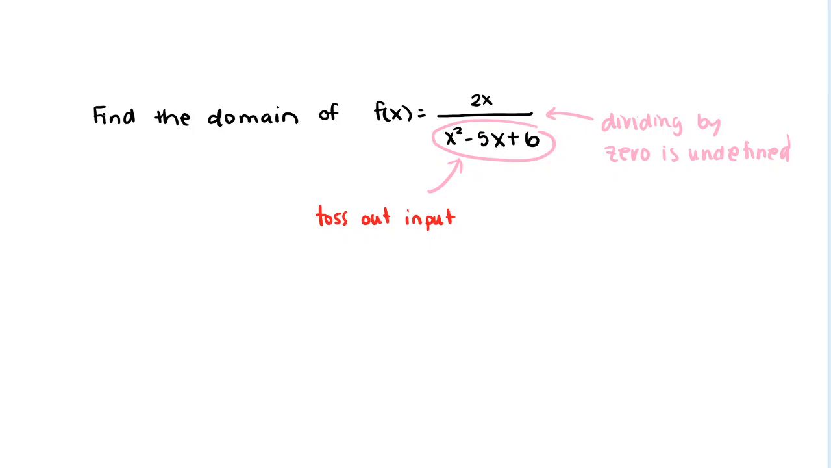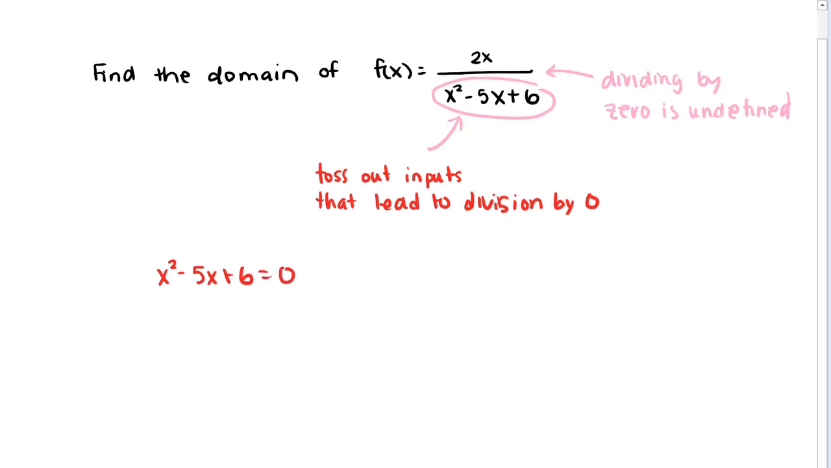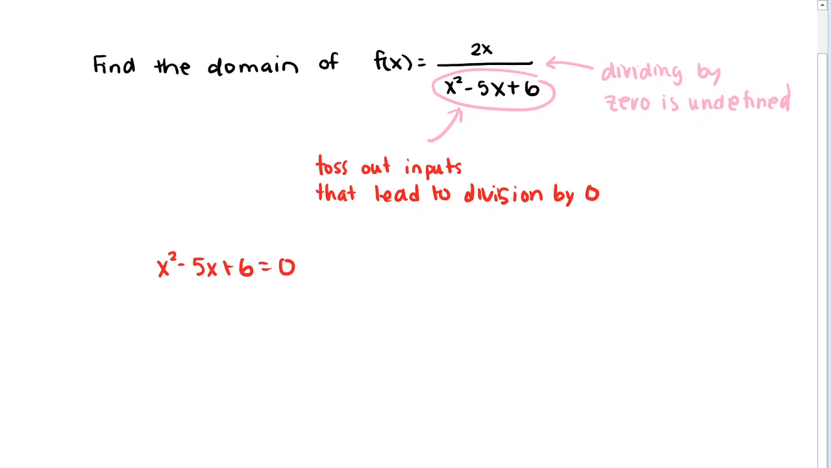We want to toss out inputs that lead to division by 0. In other words, really the solutions to this equation, x squared minus 5x plus 6, these are the solutions, these are the inputs that give us division by 0 and should be tossed out of our domain. All right, so here x squared minus 5x plus 6 is equal to 0. How do we solve this equation?